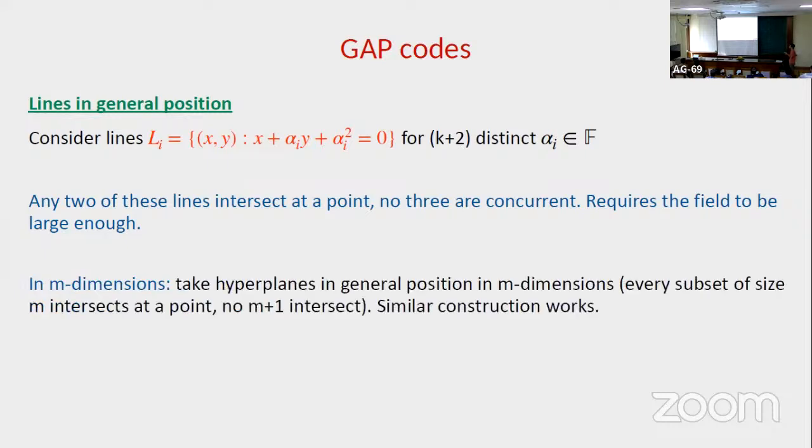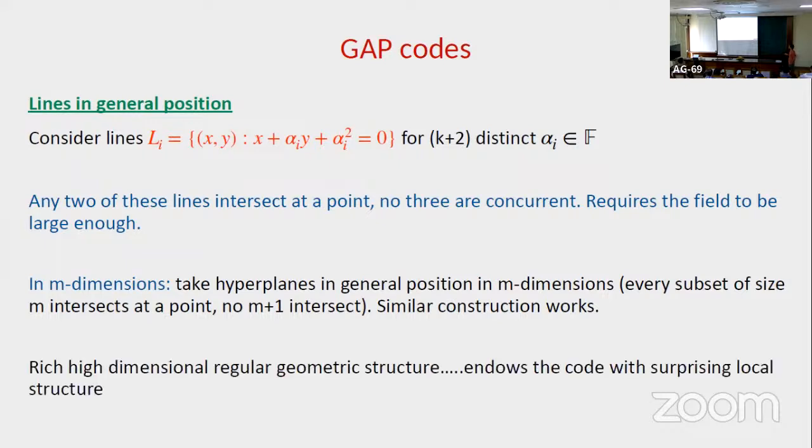And in m dimensions, you take hyperplanes in m dimensions which are in general position. What that means is that every set of m hyperplanes intersect at exactly a point, and no set of m plus 1 hyperplanes intersect. As you can see, in high dimensions, this point set has some inherent geometric structure in it. And this ends up being useful for giving us some local properties about the code. I don't know how much time I have. Okay, so maybe we'll get to locality.